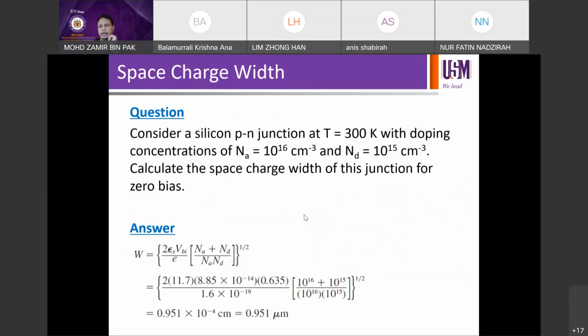Right, so let's try another calculation to demonstrate this. Consider a silicon p-n junction at T equals 300 Kelvin with doping concentration of NA 10 to the 16, ND 10 to the 15. Calculate the space charge width of this junction for zero bias condition. What does it mean by zero bias condition?